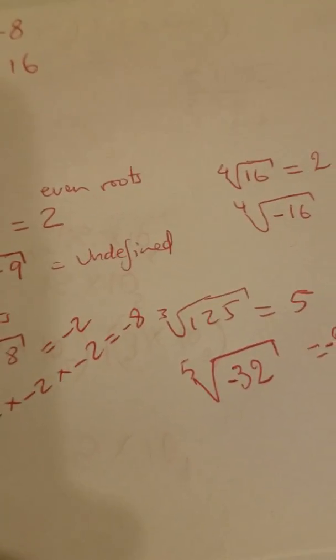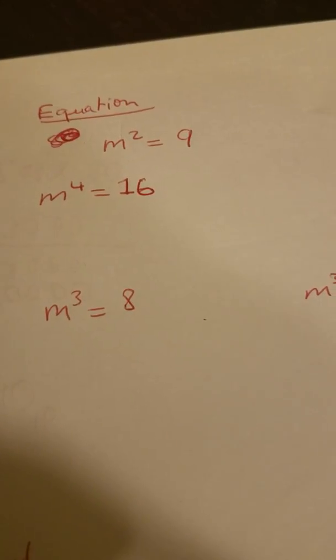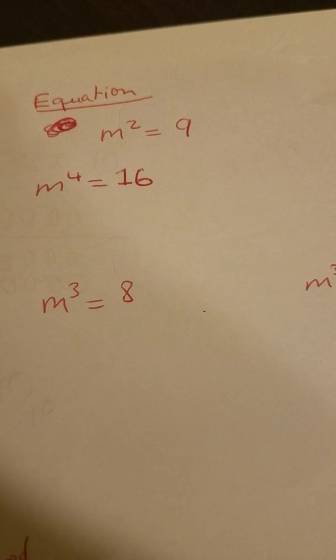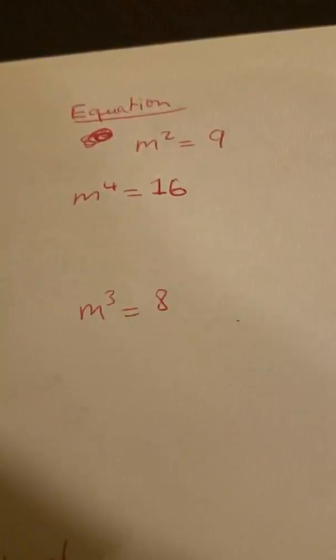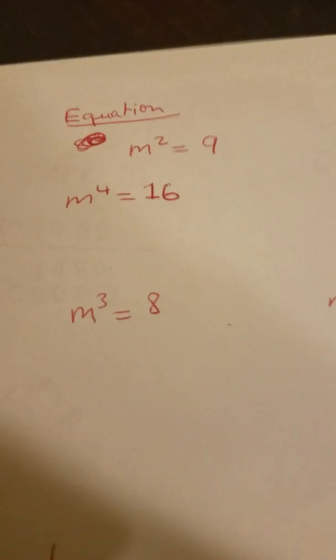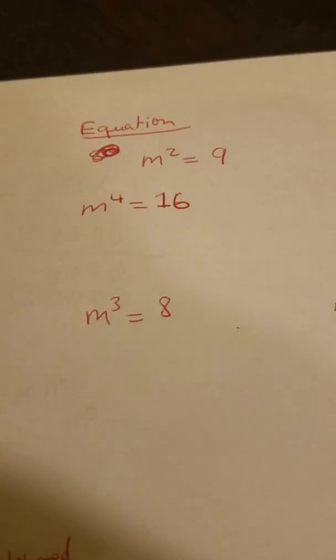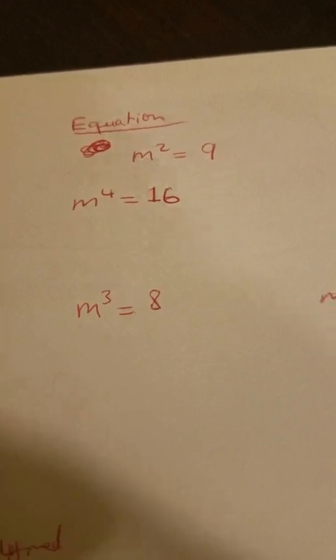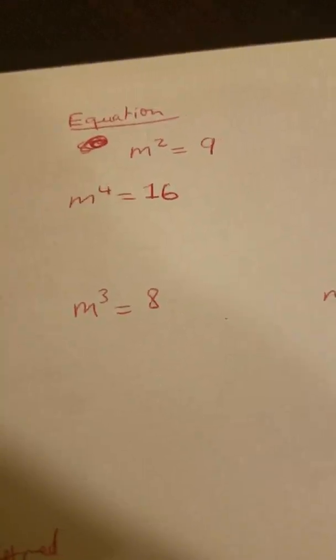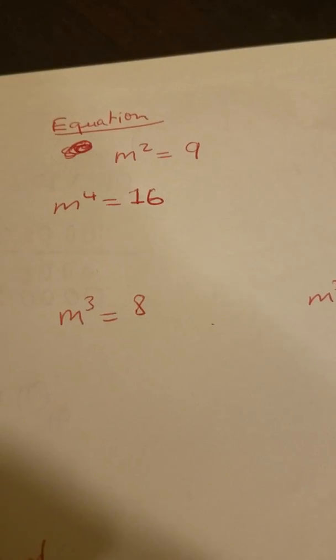Now the next topic, the next review we have to go through is equations. Now if you have m squared equals 9, this type of equation, you know that m is either 3 or -3. That's the answer. In some cases, you're going to choose the positive answer or the negative answer. But if this is on a test, I want you to write m is equal to +3 or -3.